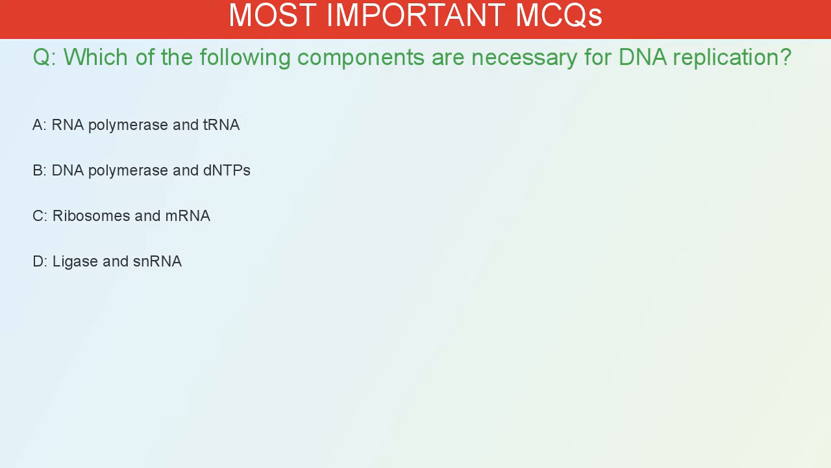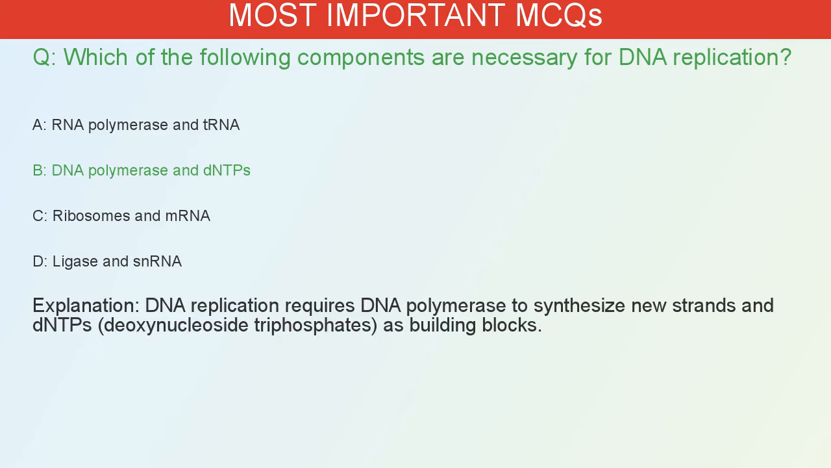Which of the following components are necessary for DNA replication? A. RNA polymerase and tRNA. B. DNA polymerase and dNTPs. C. Ribosomes and mRNA. D. Ligase and snRNA. The correct answer is B. DNA replication requires DNA polymerase to synthesize new strands and dNTPs, deoxynucleoside triphosphates, as building blocks.